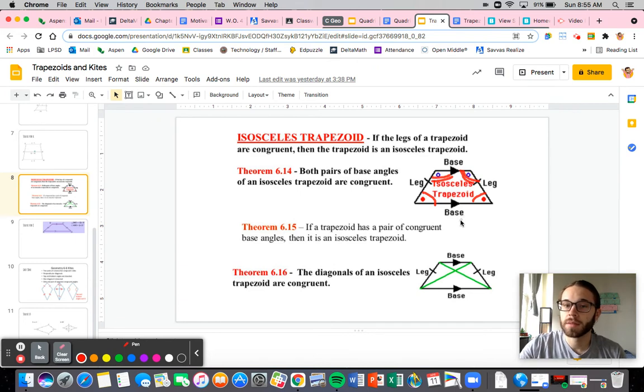So that's one of the properties relating to isosceles trapezoids. Additionally, you could use the fact, by the way, that if you know these are congruent, you know it's isosceles. Additionally, the diagonals will be congruent as well. So this length is equal to that length. All right.